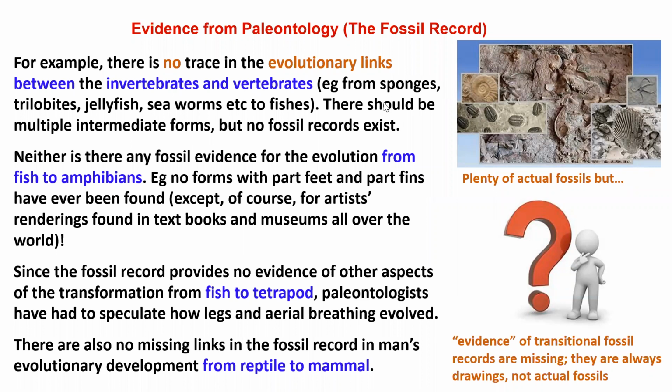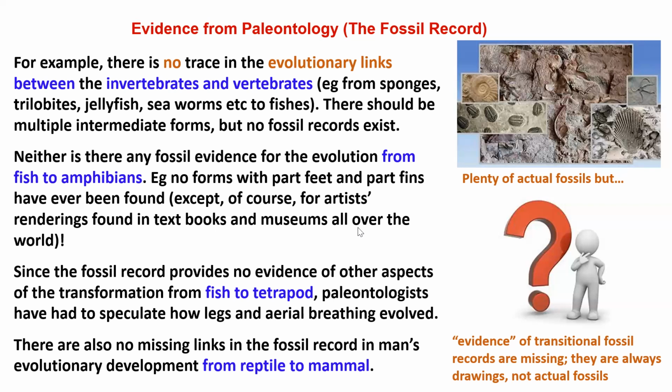If evolution is true, there should be a lot of intermediate forms in between, transiting from no backbone to backbone, but no fossil records exist. Neither is there any fossil evidence for the evolution from fish to amphibians. For example, no forms with part feet and part fins. Amphibians have feet like frogs, and fish have fins. There are no evolutionary forms that have partly fin and partly feet. None has ever been found, except of course for artist drawings in textbooks and museums all over the world.